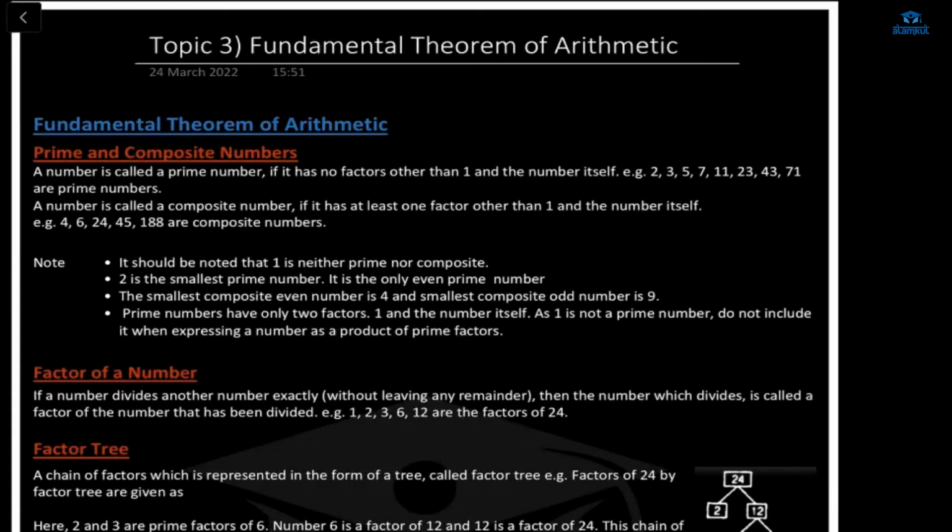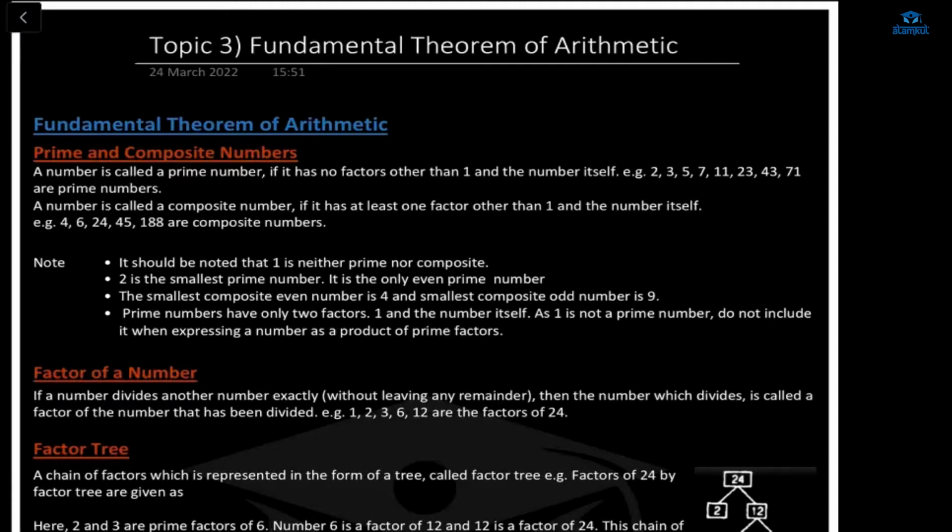Moreover, one important thing that can be asked as a true or false question: 2 is the only even prime number, and it is also the smallest prime number. And 1 is neither a prime number nor a composite number. Now, what are composite numbers? The numbers that are not prime numbers are composite numbers.